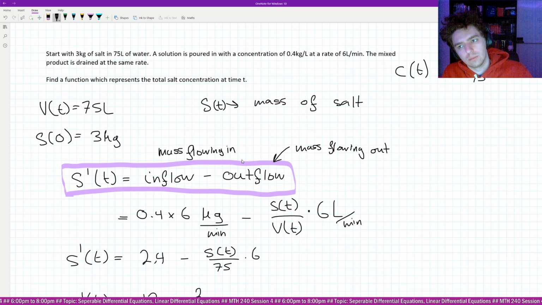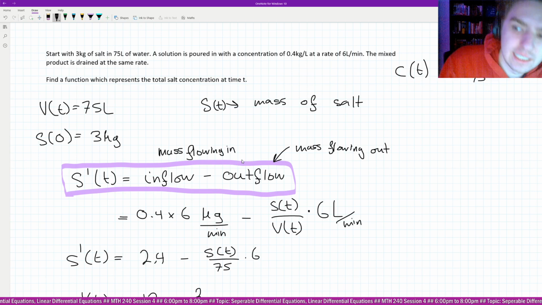All right, I think that makes a bit more sense because I was kind of confused. I was like, S of t, that's not the concentration. S of t divided by 75 is the concentration. Yeah.